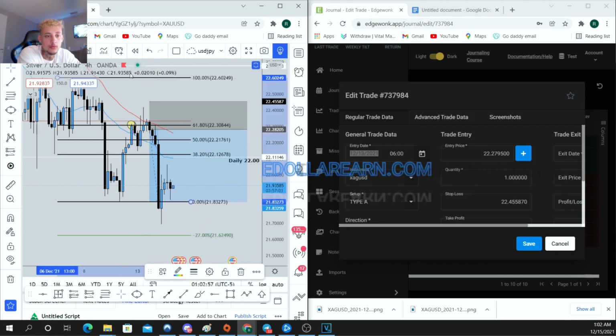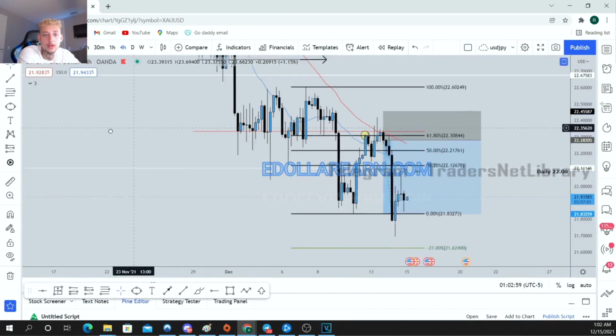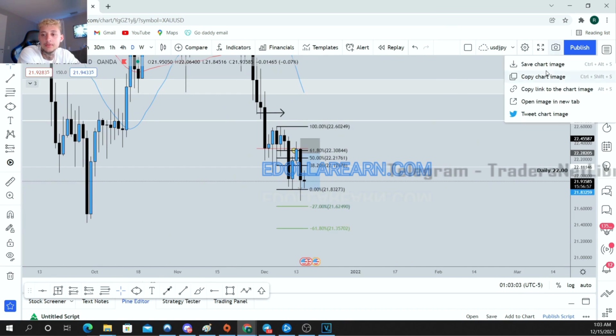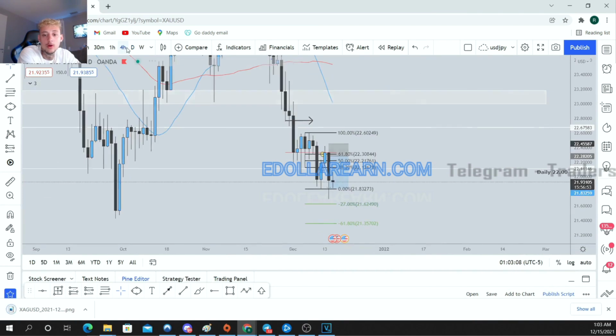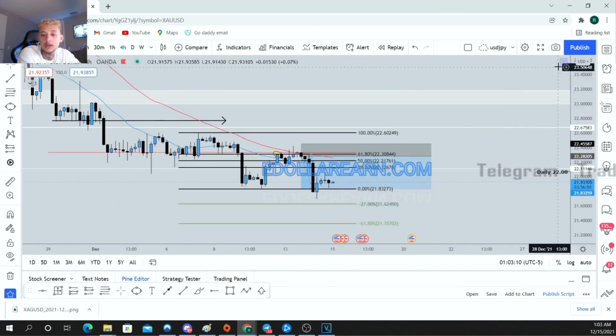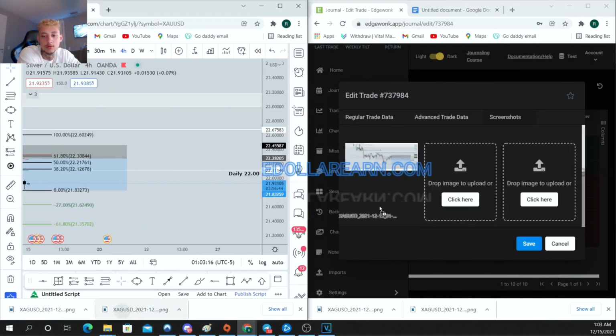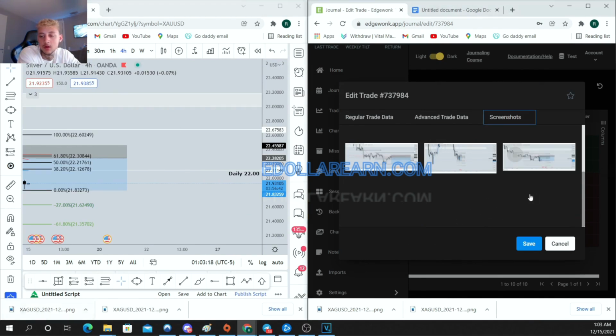Screenshot. Oh, let's actually open it up. So let's go to the daily time frame. Let's take a screenshot. Save chart image. In the 4-hour time frame, let's take another screenshot here. Then we're gonna go back into our Edgewonk screenshots. We're gonna upload the daily result, and then we're gonna upload the 4-hour result.